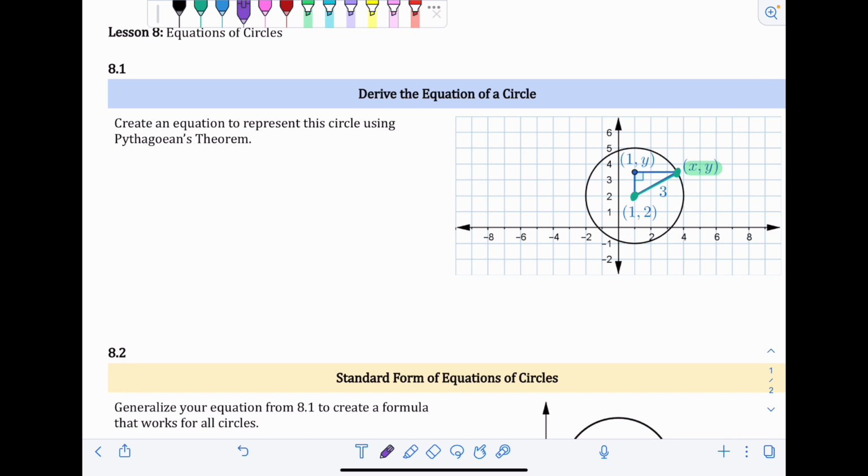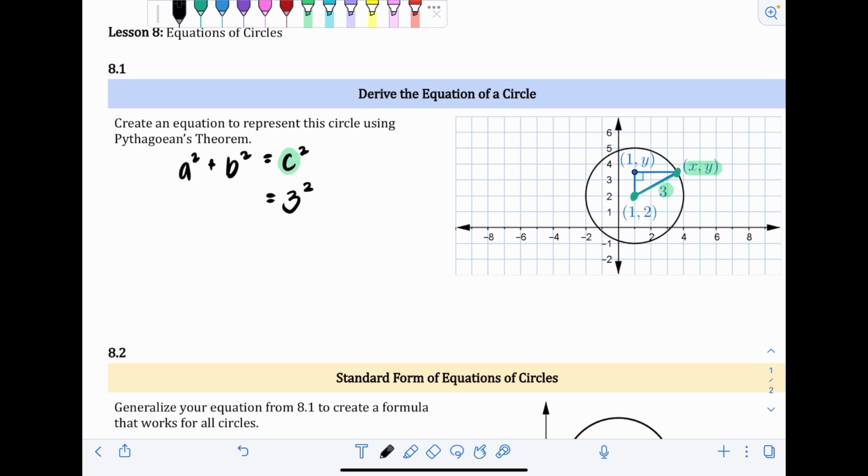So Pythagorean's theorem: a squared plus b squared equals c squared. And a and b are always the legs, c is always the hypotenuse. We already know c is 3, so I can go ahead and put a 3 in for c, and then I have to remember that squared part. So the squared part still comes down, so it'll become 3 squared. And then a and b have to be the legs.